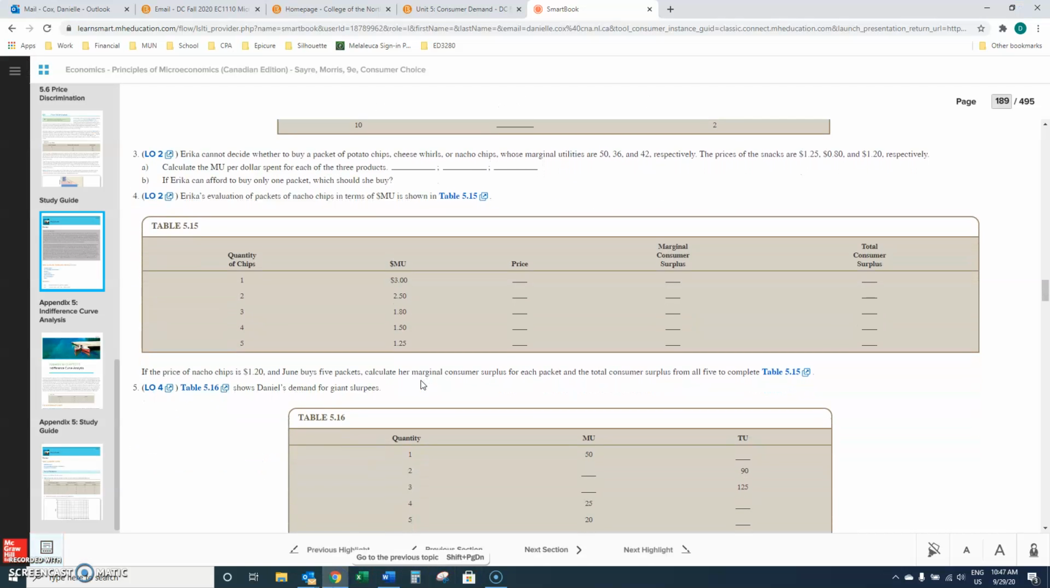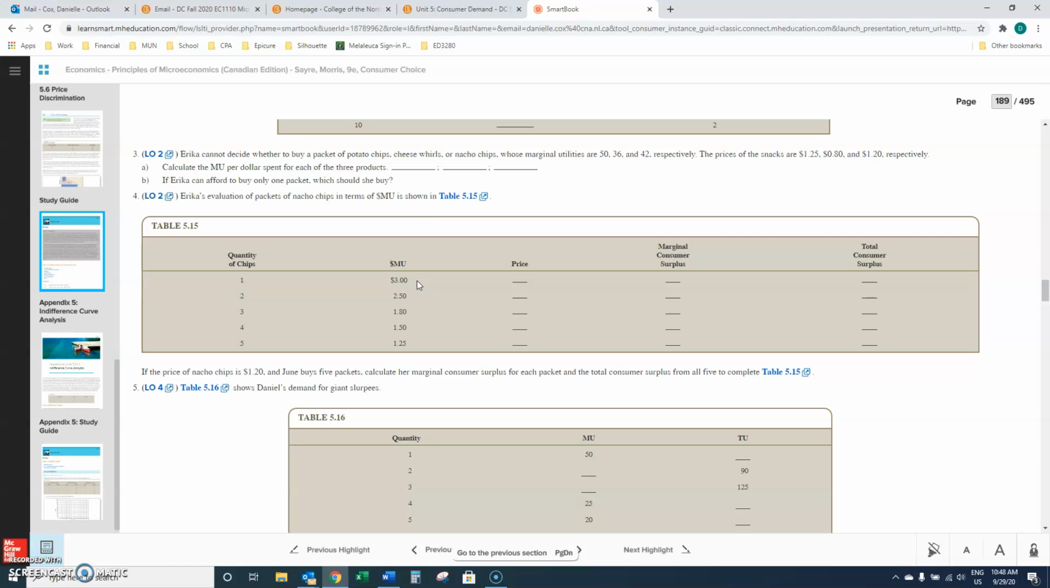And number 4. We're given the quantity of chips, the marginal utility, and we're told that the price is $1.20. Then we are asked to calculate the marginal consumer surplus and the total consumer surplus. Alright, so marginal consumer surplus is just the difference between their marginal utility minus the price. In regular words, this is the price that the consumer was willing to pay for the first bag of chips.